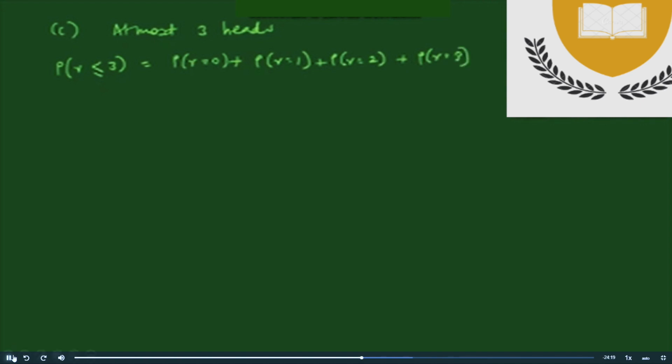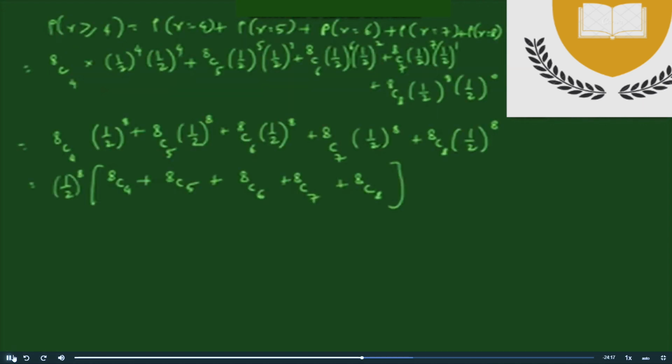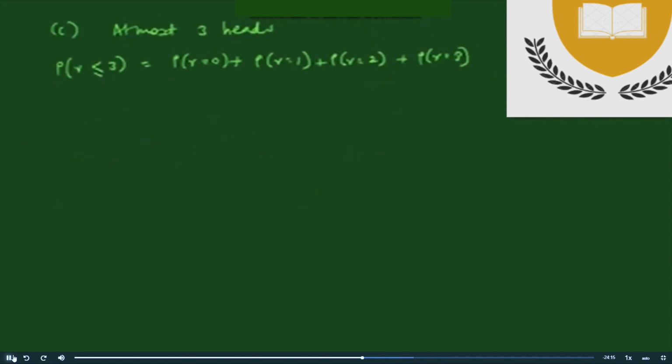You see that it is also lengthy, as equally lengthy as the previous portion. So we have to again sit and calculate all these values. Now also one more thing I want to share with you here. P of R equal to 0 plus P of R equal to 1 plus P of R equal to 2 plus P of R equal to 3 is the solution to our third subdivision, at most 3 heads. Now tell me one thing. P of R equal to 0, P of R equal to 1, P of R equal to 2 plus P of R equal to 3.